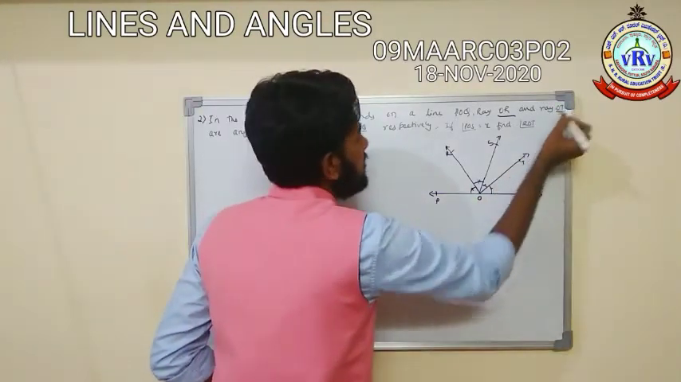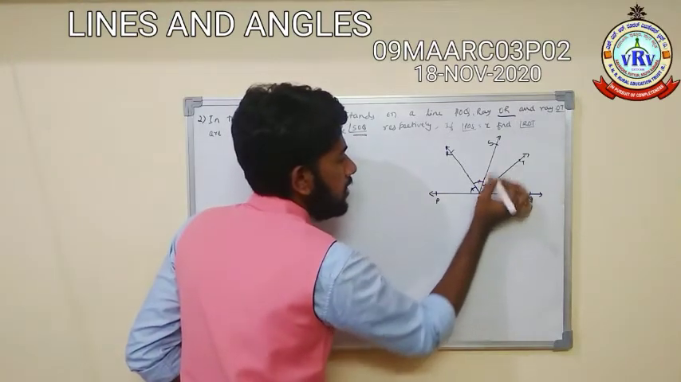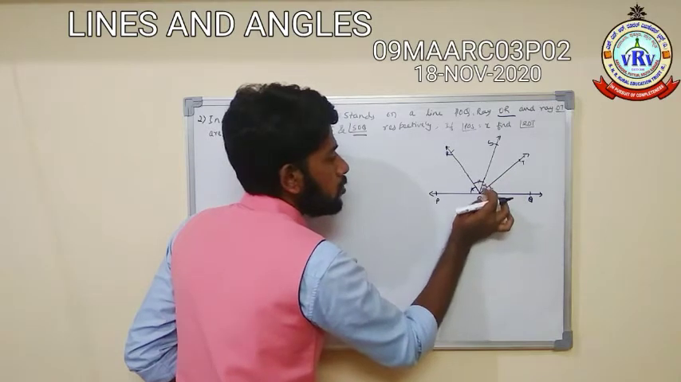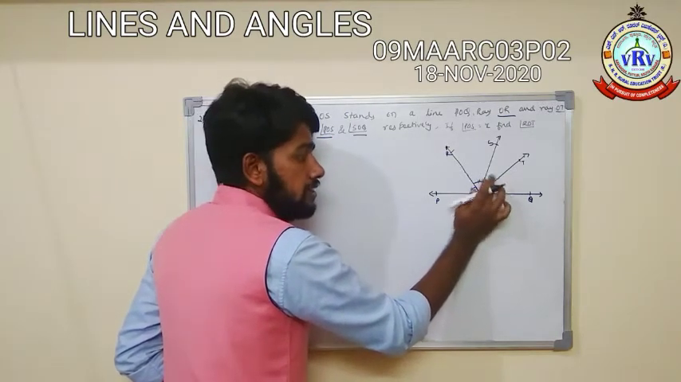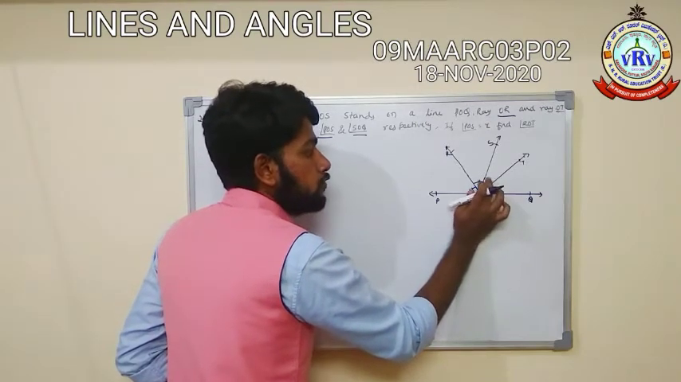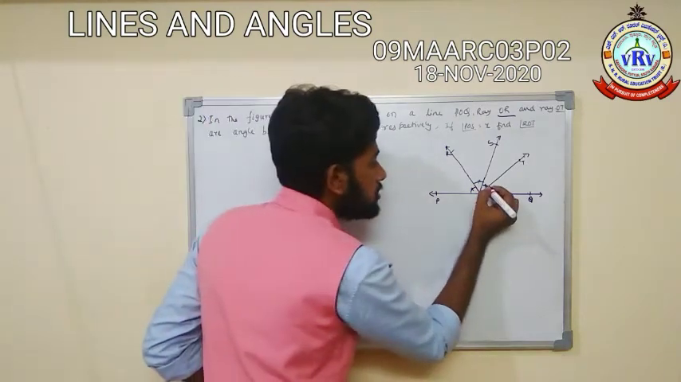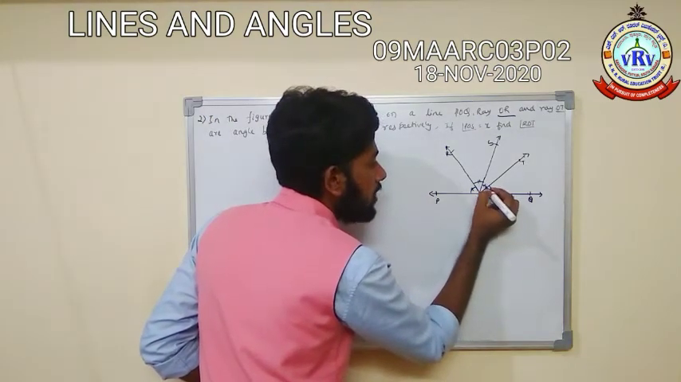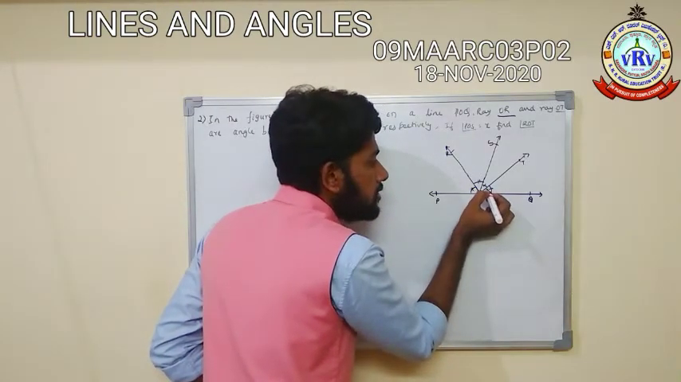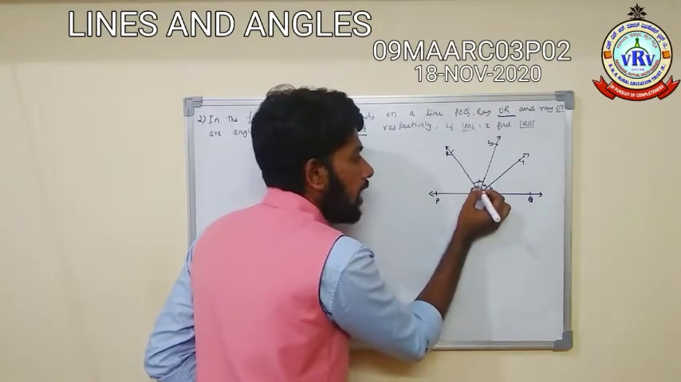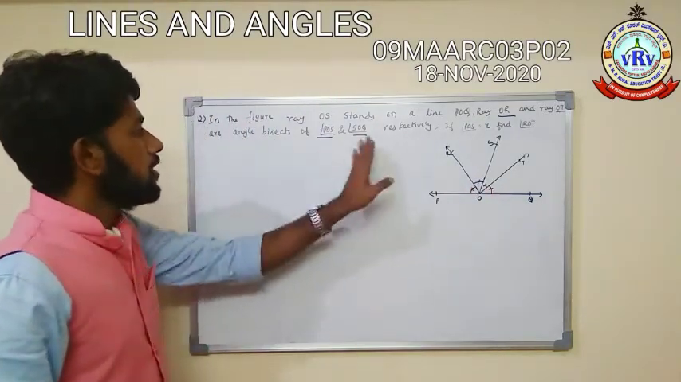Similarly, OT is the angle bisector of SOQ. If angle SOQ is equal to 80, then these two angles are 40 each. Clear? The angle bisector is also indicated here using a single dash on the arc of the angle. That means these two angles are the same and these two angles are the same. If this is X, this is also equal to X. Clear? It's about the bisector.